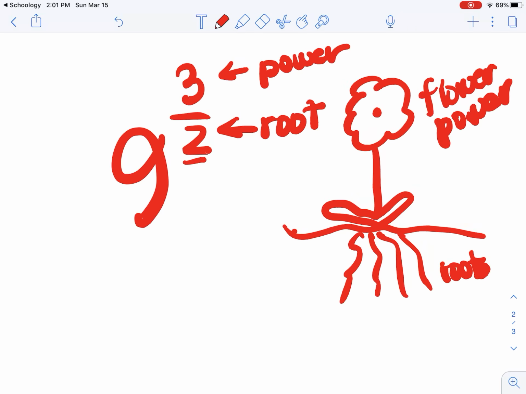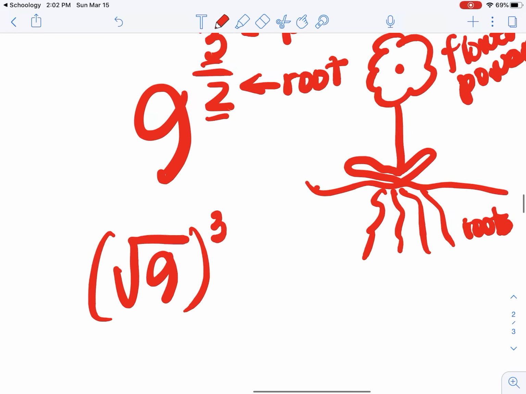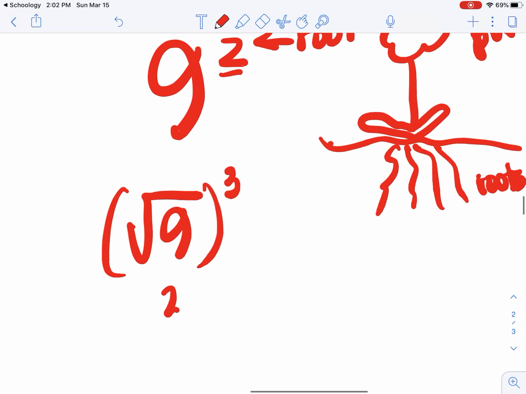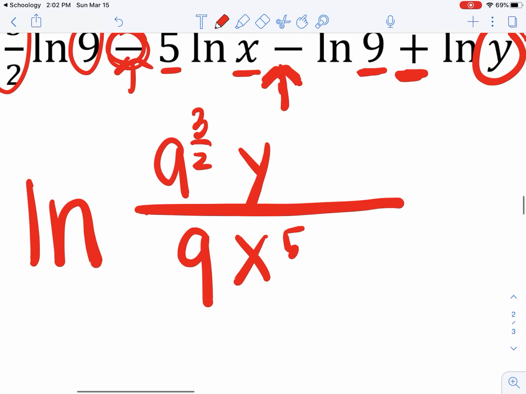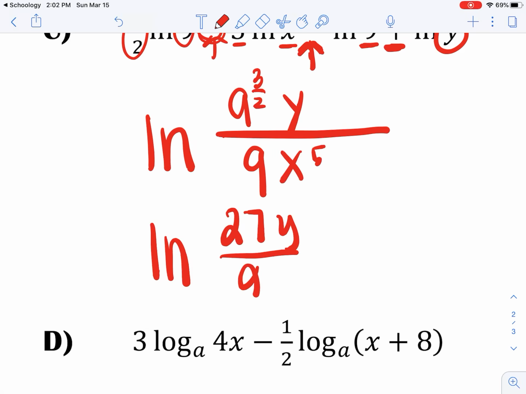So that means square root, since it's a 2, and then cube. That's your power. So I'm going to square root the 9, and then I'm going to bring it to the third power. Square root of 9 is 3. 3 to the third power, 27. So I can change that to a 27. So now I have natural log of 27y over 9x to the 5th.